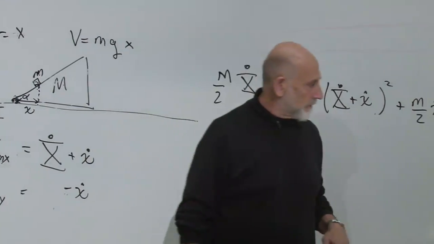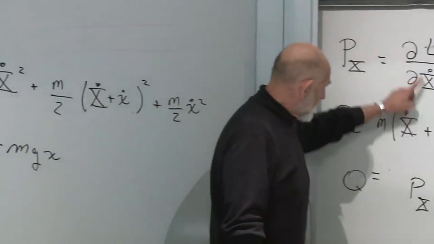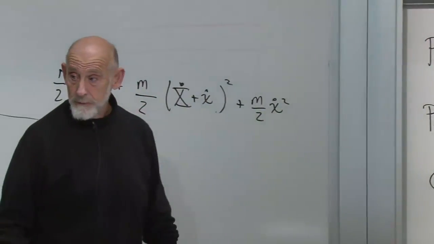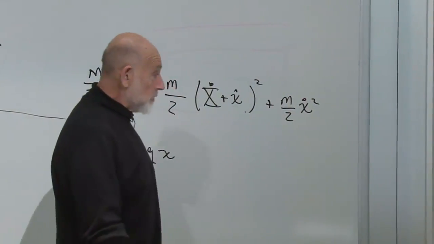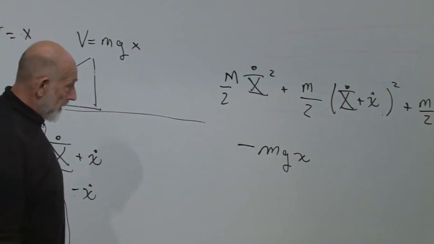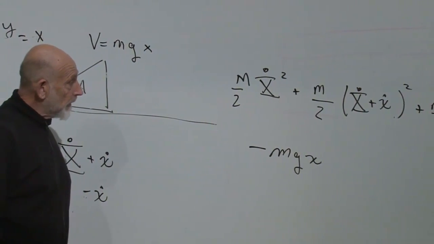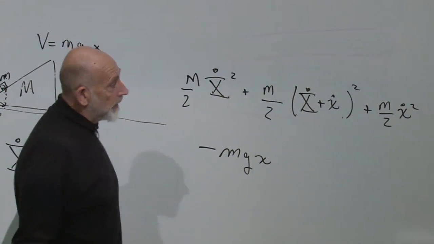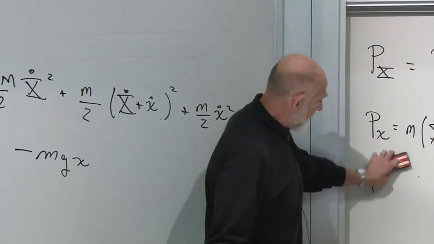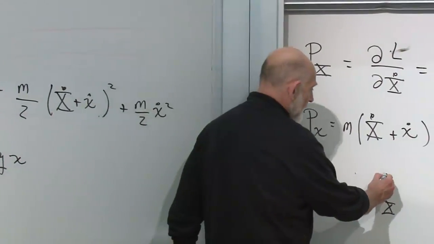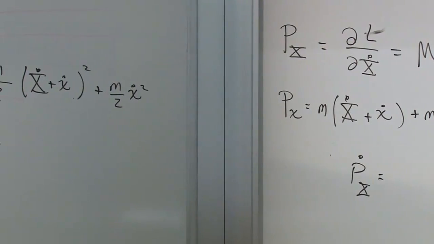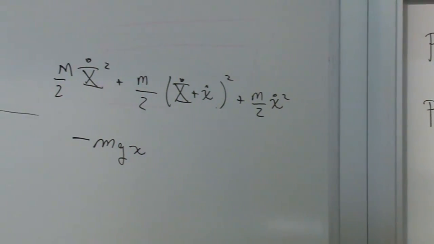What is conserved is the canonical momentum conjugate. How do I know it's conserved? I know it's conserved because there's a symmetry. But we can look at the equation of motion. The equation of motion is that p_X dot is equal to what? The derivative of the Lagrangian with respect to capital X.